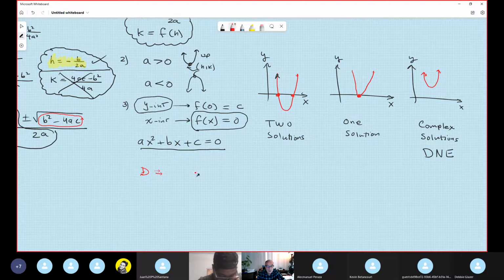Wow, it's the arrow. Why is the arrow? No arrow. Delete that. With the arrow, D is b squared minus 4ac. Entonces, when D, the discriminant, is positive, we have two solutions.